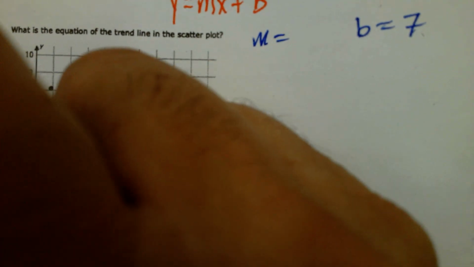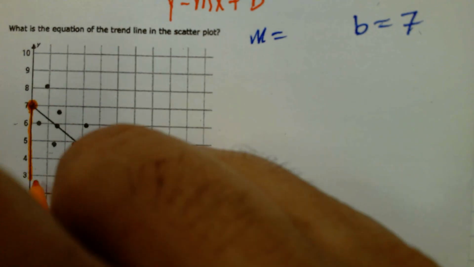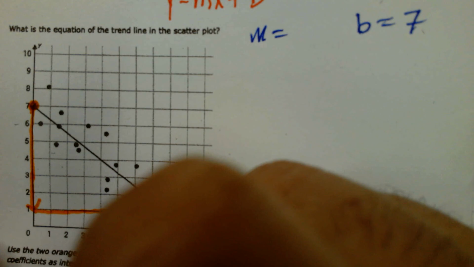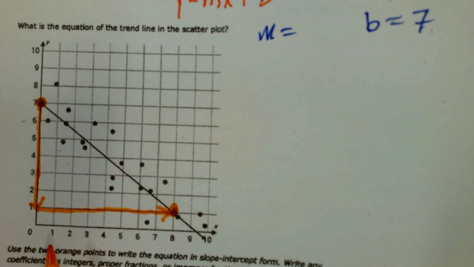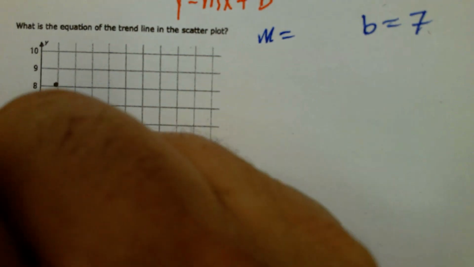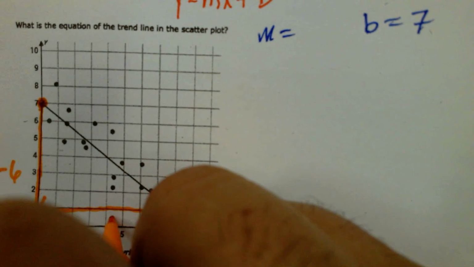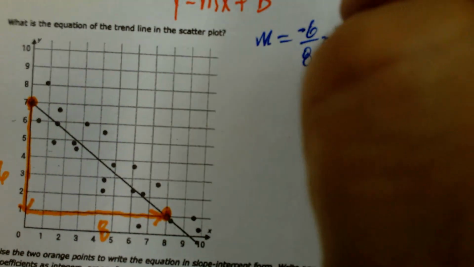Let's see if you're right. I'm going to do rise over run. And we're going to go from one point to the other. And I think you may be right, because this looks to simplify. Let's see. I'm going down how many spots? 6. So that's -6. And I'm going across 8 spaces. And that's going to be -6/8. If we divide by 2, we get -3/4.